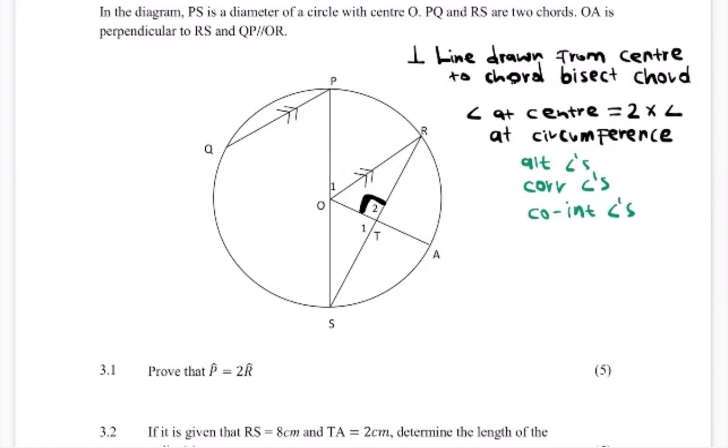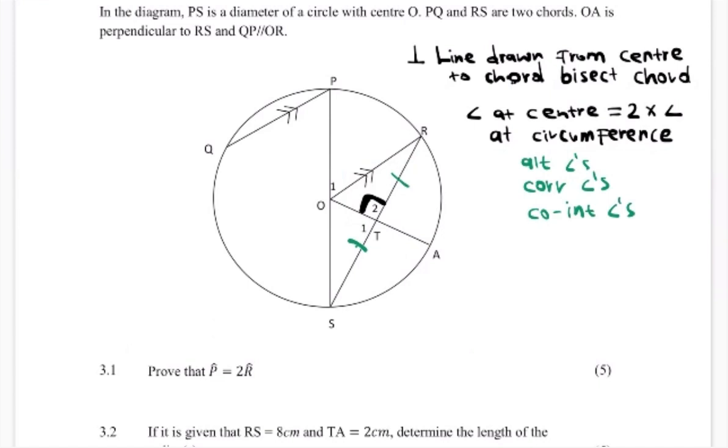So now we have analyzed the information that we have. Now we are going to do our diagram analysis. So we are going to use the reasons that we see, so that we can possibly use them to find the angles in the diagram. So using the first reason, they say perpendicular line drawn from center to chord bisects the chord, meaning that the line that we see is OA. OA is perpendicular to RS. So it means it will bisect our chord, which is RS. So RT is going to be equal to TS.